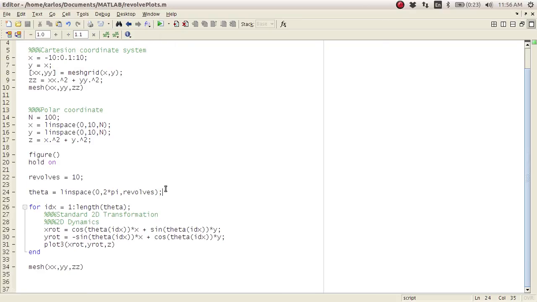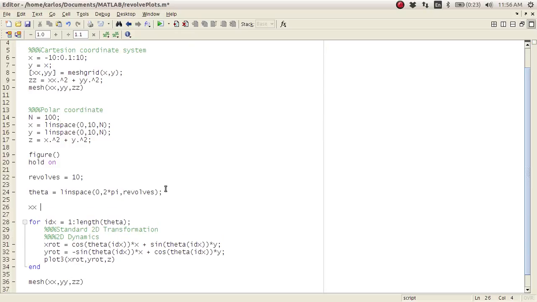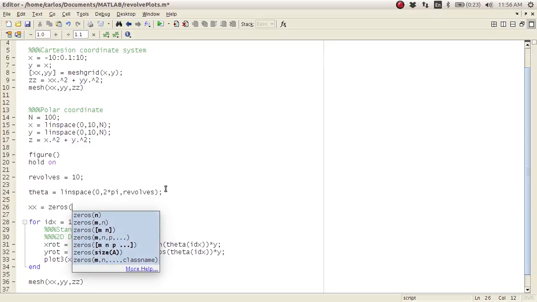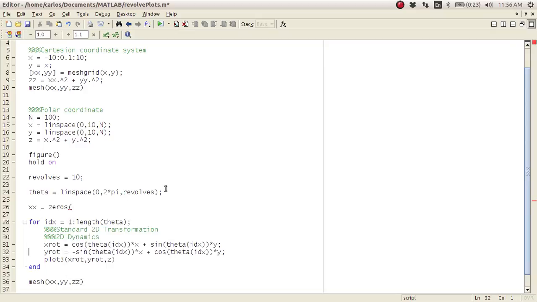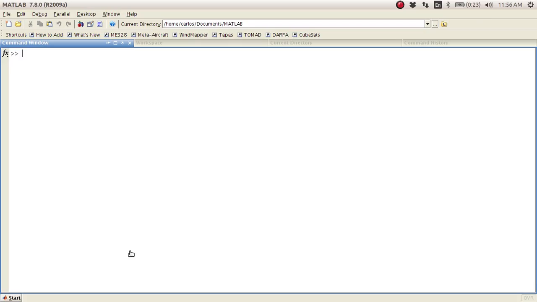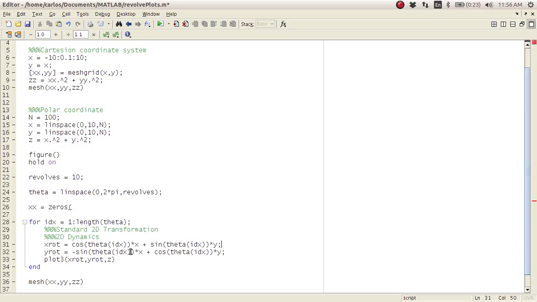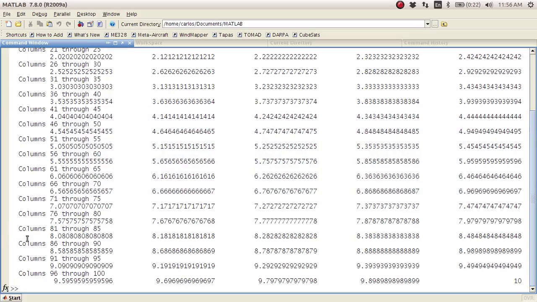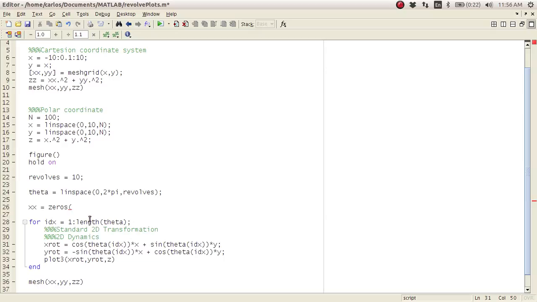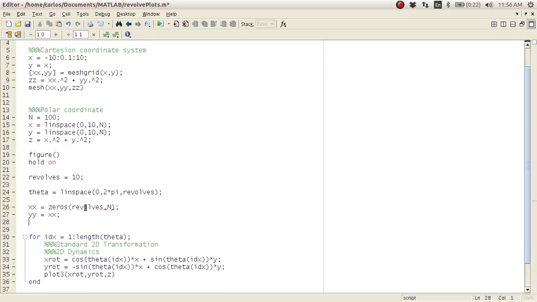Okay, so then basically I have the number of revolves, and I also have the number of coordinates here, n, which is essentially x and y. So what I want is I want xx to be a matrix of zeros. And you have to look at what's happening here. X is going to be a row vector, right? So it's one row by n columns. And so I want this to be n columns, and the number of rows is the number of revolves. And so YY is essentially going to be the same size, and ZZ is going to be the same size.